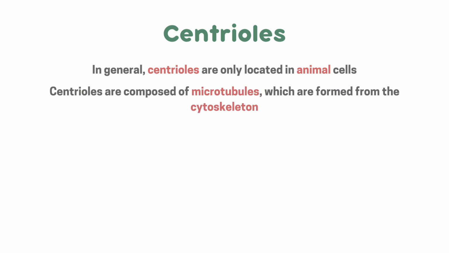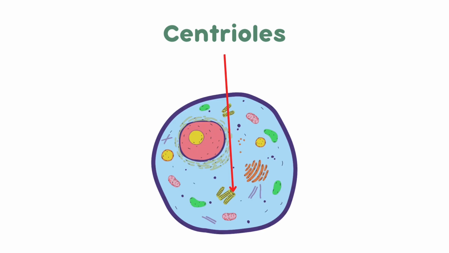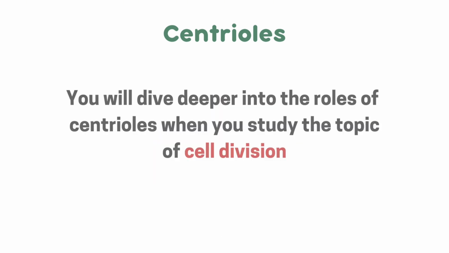Centrioles are composed of microtubules, which are formed from the cytoskeleton. Centrioles are involved in cellular division. This is what a centriole looks like, and it's composed of microtubules. And these are some centrioles within an animal cell. You will dive deeper into the roles of centrioles when you study the topic of cell division.